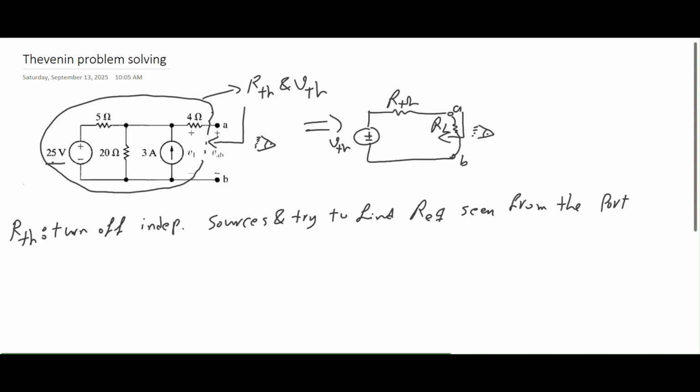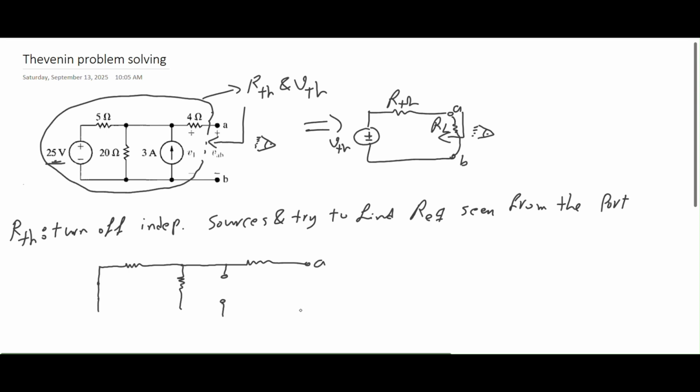So I have a voltage source here. How can I turn it off? I just replace it by a short circuit. And then I have a 5 ohm, a 20 ohms. Continue on. I have a 4 ohms here. Over here I have a current source. How can I turn it off? Just replace it with an open circuit. So if you want to turn off a current source, replace it with an open circuit.